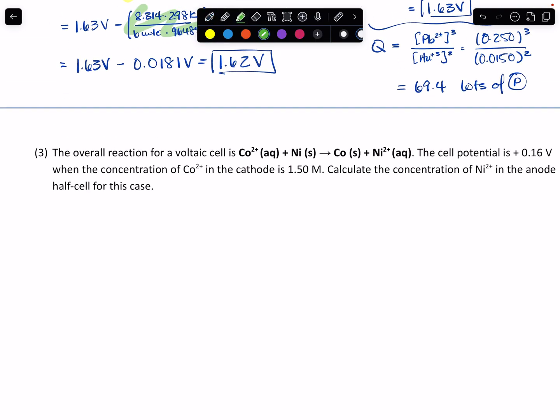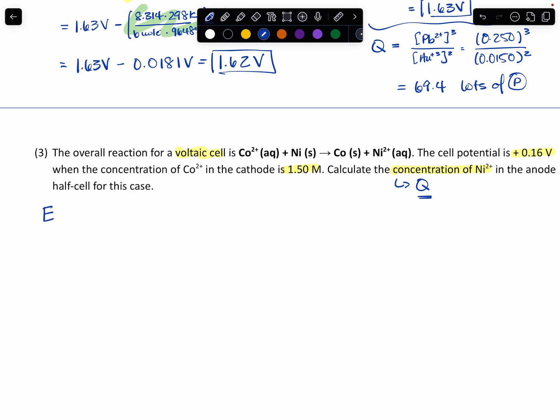The overall reaction for a voltaic cell is cobalt 2+ plus nickel solid forms cobalt solid plus nickel 2+. The cell potential is positive 0.16 volts when the concentration of cobalt ions in the cathode is 1.5 molar. Calculate the concentration of nickel in the anode for this case. If we want to get to the concentration of nickel, I'm going to have to find Q first. That's my unknown. And from there, I can figure out the concentration of nickel.